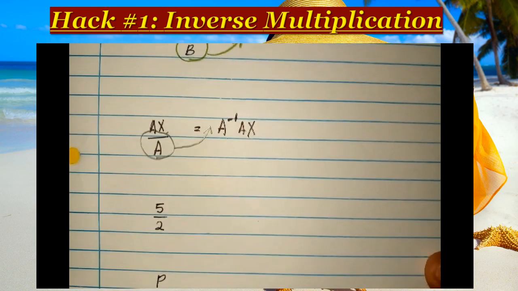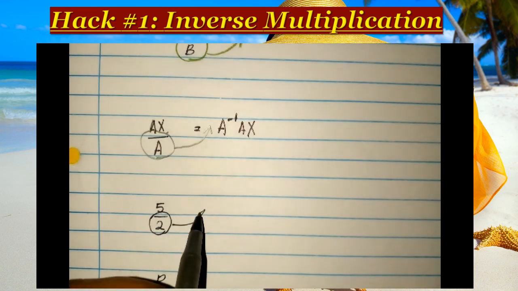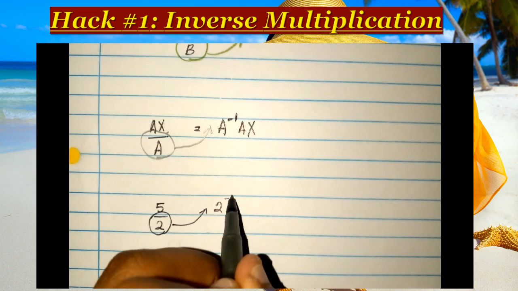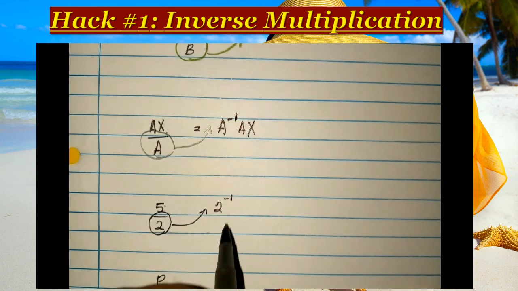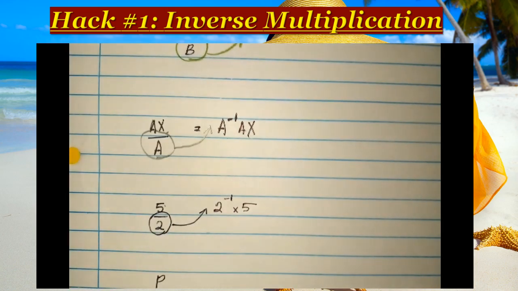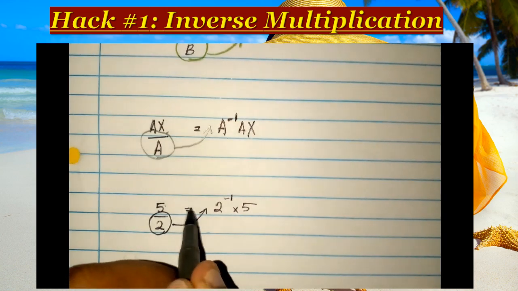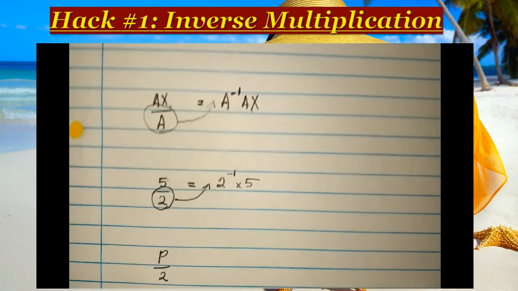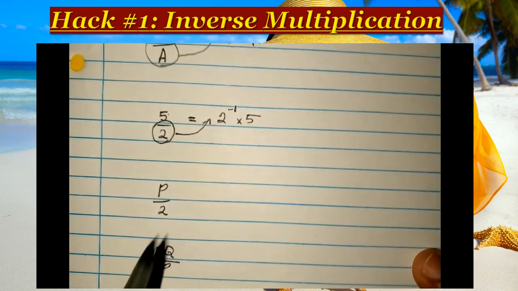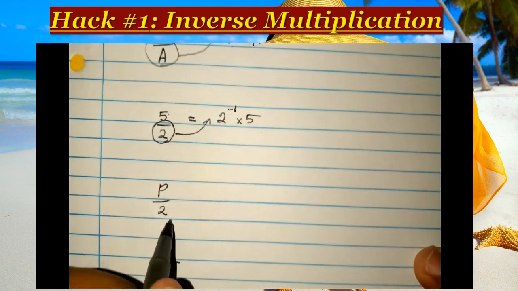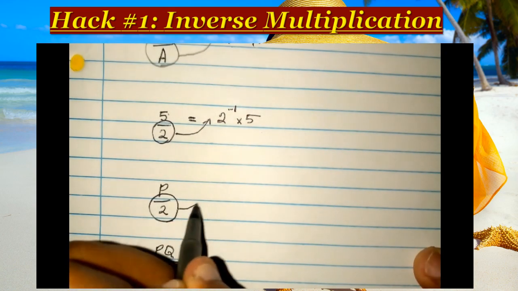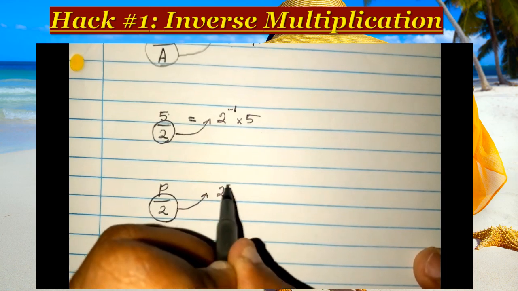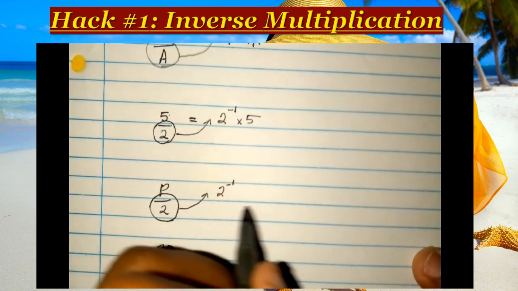Let's do some more. We'll have 5 divided by 2. We can write this divided by 2 as 2 inverse, and we're multiplying that by our numerator 5. So 5 over 2 is the same thing as 2 inverse times 5. Let's keep going. We'll have P over 2. I'm going to take this divided by 2, write it up as 2 inverse, and I'm multiplying it by the numerator P.